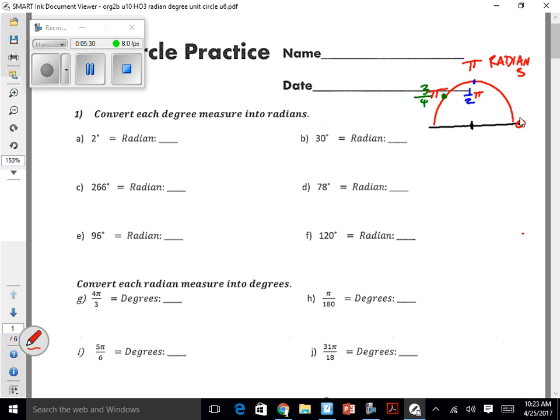Here's how they're going to make you write it, and then we'll start getting some answers. They're going to make you write it as 3 pi over 4. Why is that? When you multiply a whole number times a fraction, you always multiply the whole number, the pi, times the top number. And for that reason, they're going to make you do that.